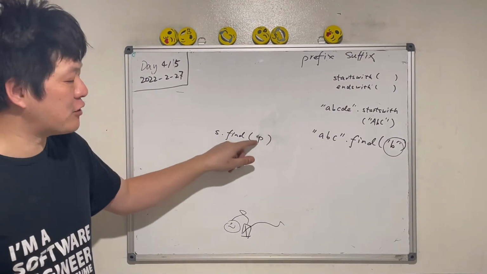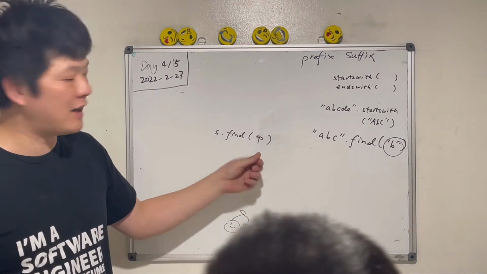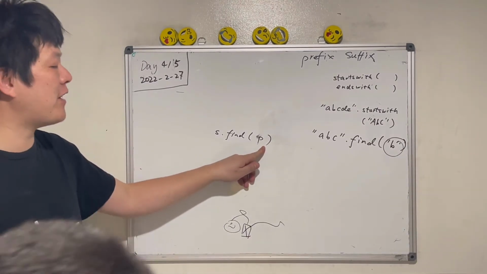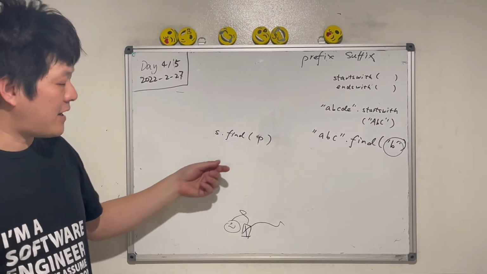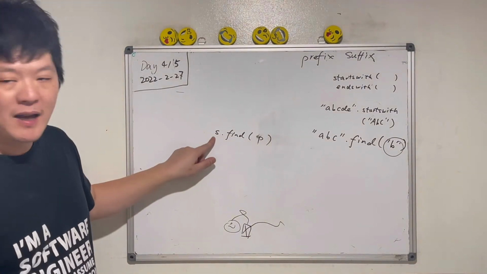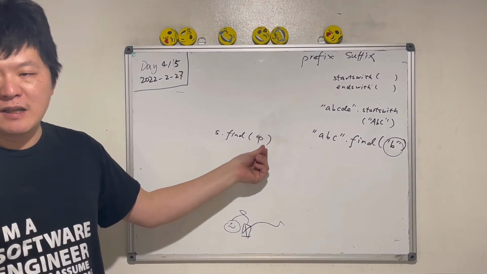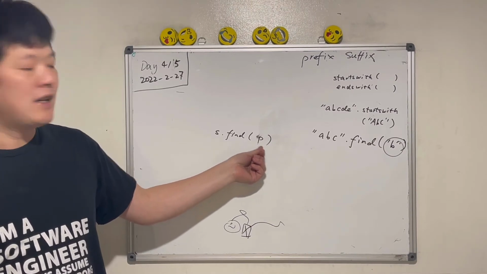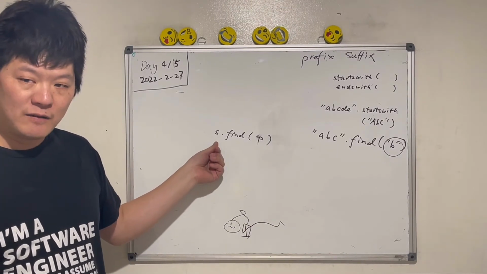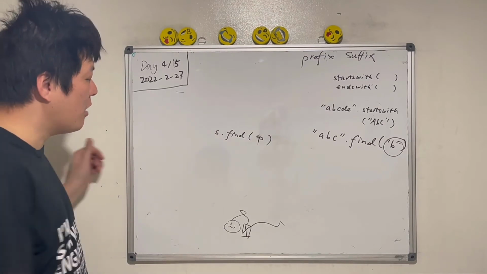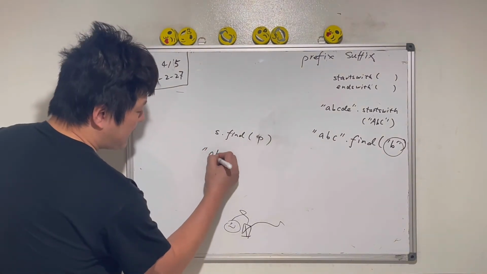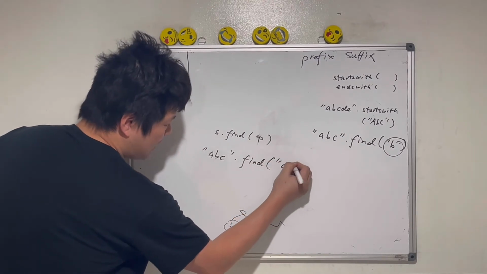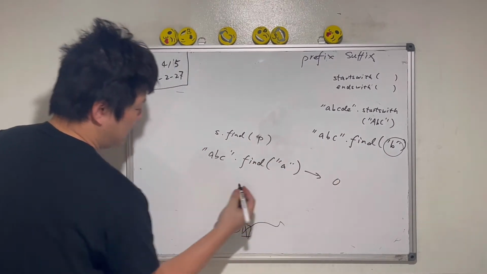If this function returns 0, it means P is the prefix, am I right? Because we already found it at the beginning of the S string. But if it returns another value, like -1, it means P is not in S, right? Or, look, abc.find("a"), you tell me it's 0, right?